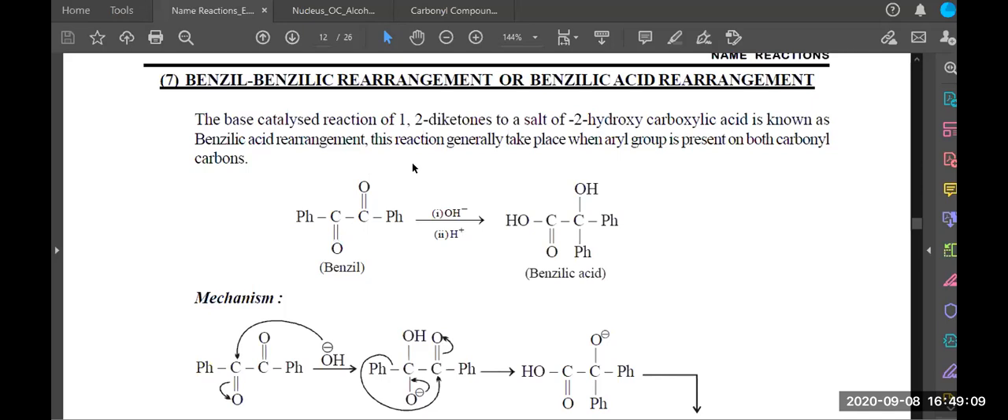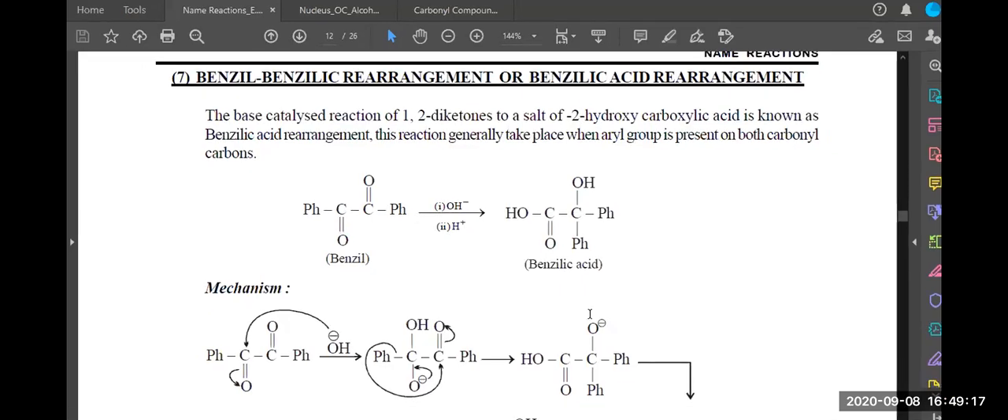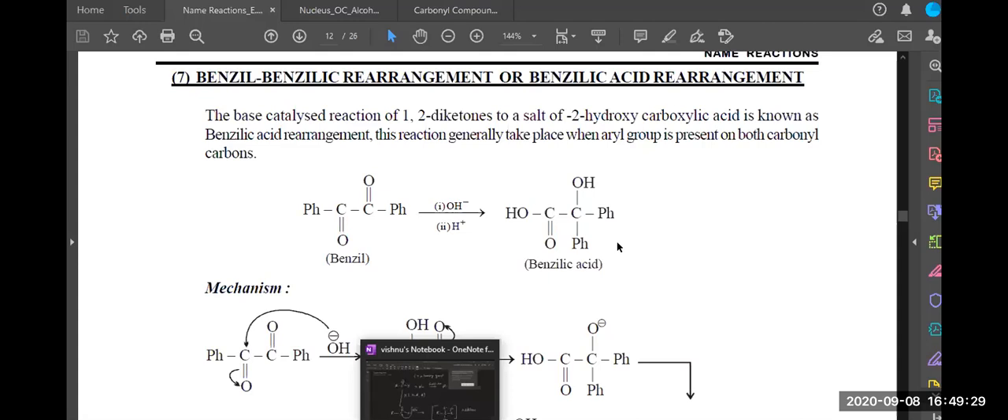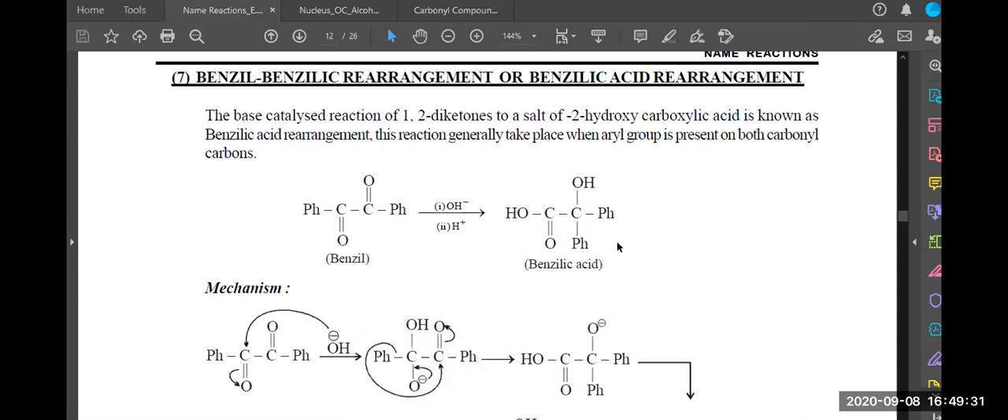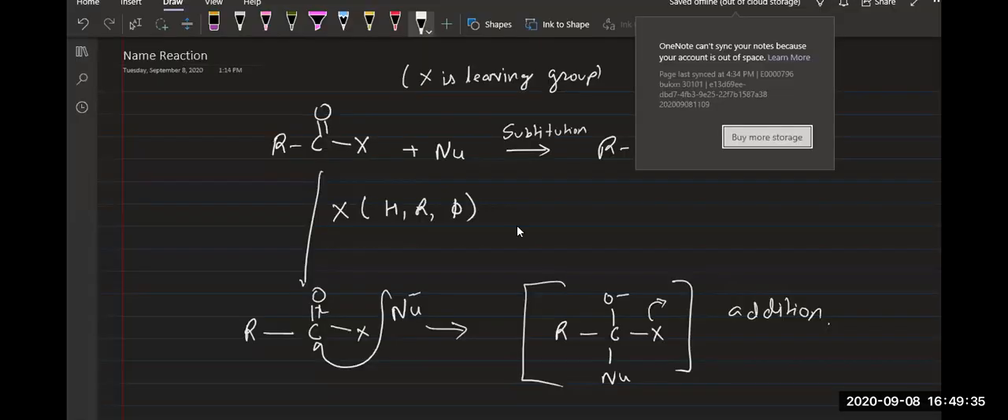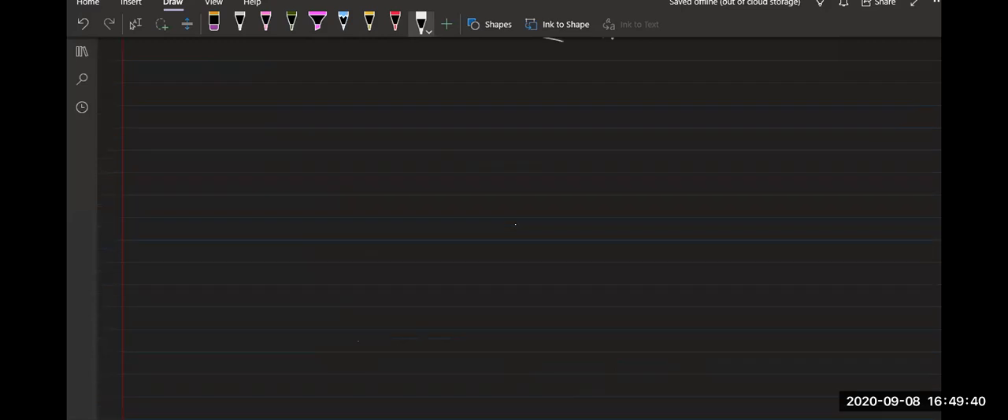I'll cover the Beckmann rearrangement. How many of you studied the Beckmann rearrangement? Has it been covered? Tell me, yes or no? Yes? All of you remember? Tell me yes or no? No? Okay. So let's cover the Beckmann rearrangement first. It was not there in the list now.